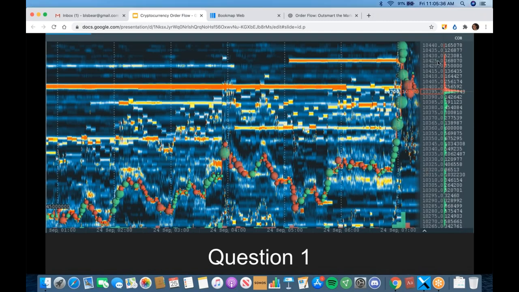Okay, so now I'm going to hit you guys with the first question. Right now you are looking at a sample of XBT USD from BitMEX. Now, if you were to look at this setup right here, would you rather be more bullish or bearish? I'm going to reveal what the answer was after, but I really encourage you guys to do your absolute best to determine whether this is bullish or bearish.